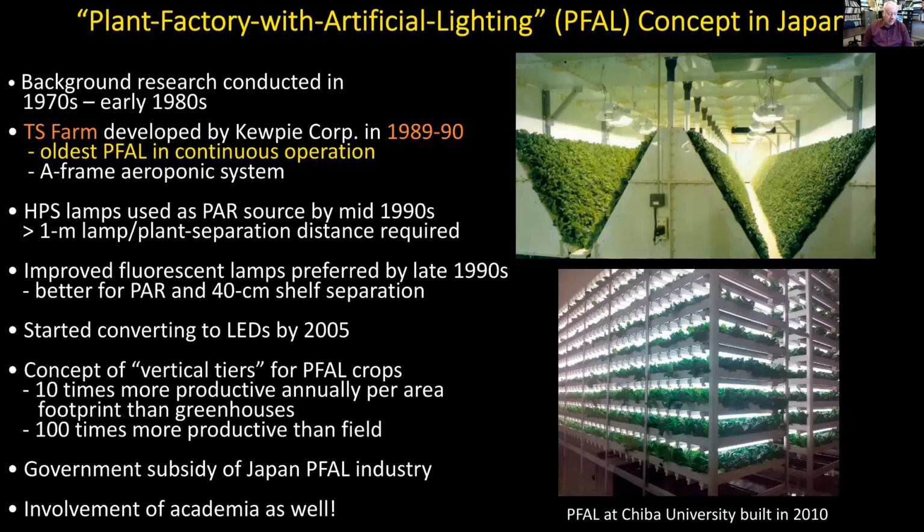And due to the high population density in Japan, the Japanese thought that use of vertical tiers was a no-brainer. They are generally credited with the stacking concept and its relative productivity advantage, although the Dutch were already doing that as well. A number of PFAL enterprises survive long-term in Japan, and we think among the reasons for that has to do with government subsidy and involvement of academia in the design and testing of systems and working together with industry in their vertical farming or plant factory associations.